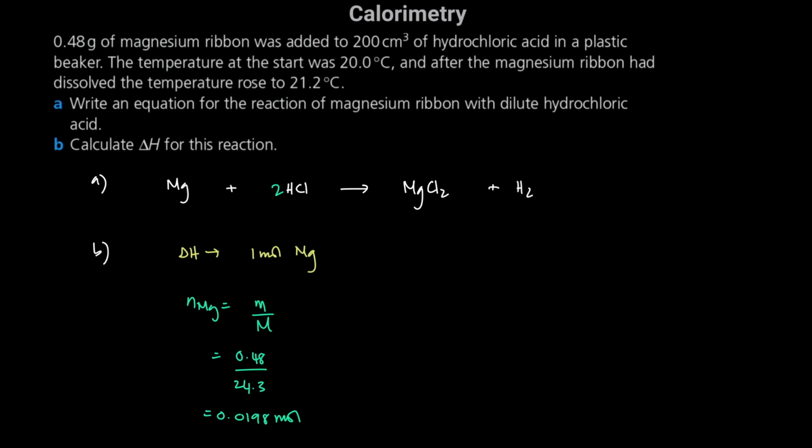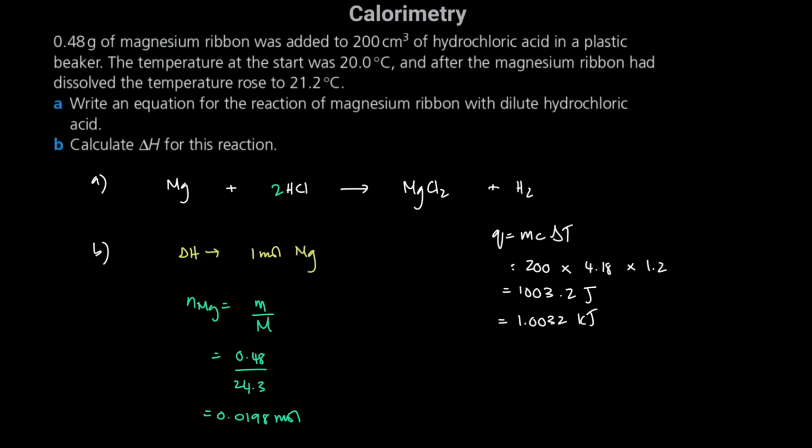So first we're going to figure out how much heat was released. The heat released is simply Q equals MC delta T. The mass of water is the mass of the solution for which the temperature is increasing. That's 200 centimeter cube of solution, and we're assuming that's water. So we have 200 cm cube of water, which is 200 grams, since water has a density of 1 gram per centimeter cube. The specific heat capacity is 4.18, and the change in temperature is 1.2 degrees Celsius. So this comes out to 1003.2 joules. In kilojoules, that is 1.0032 kilojoules. That's how many kilojoules of energy were released when this many moles of magnesium reacted.